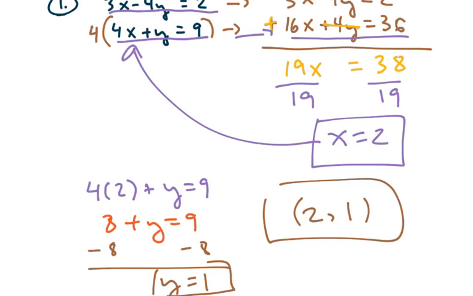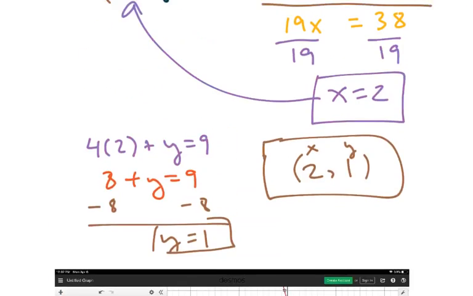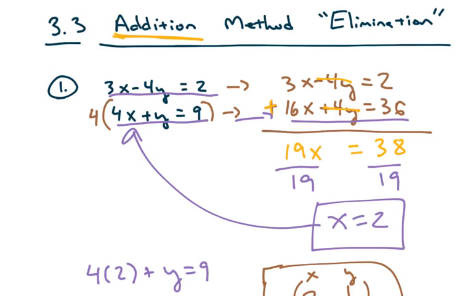And that's it. And so again, just like in the previous sections, we can graph it, and we can see here when I graphed it that we get (2, 1), or we can take (2, 1) and substitute it back into the original equations, into both equations, and see if it's true. So here 3 times 2 is 6, 4 times 1 is 4, 6 minus 4 is in fact 2, and here 4 times 2 is 8, 8 plus 1 is 9, so that one is in fact true as well.